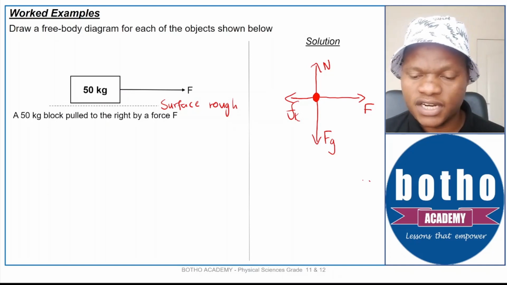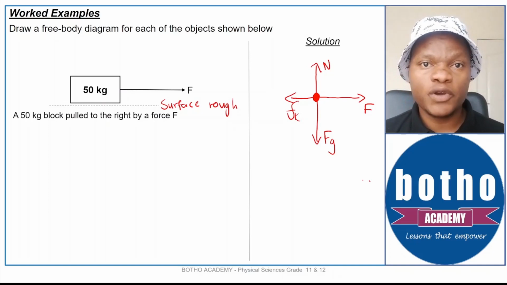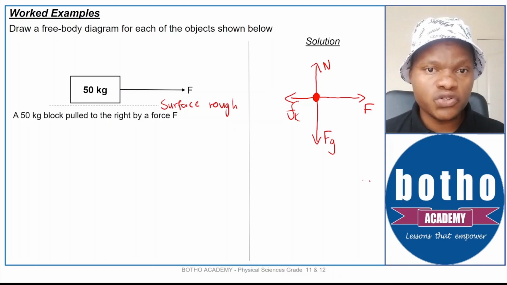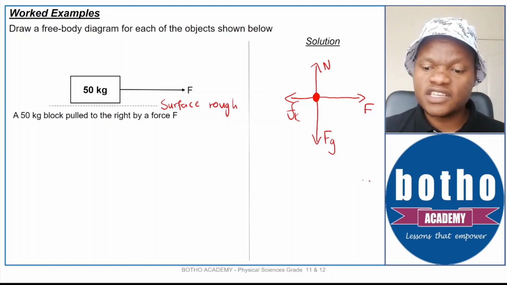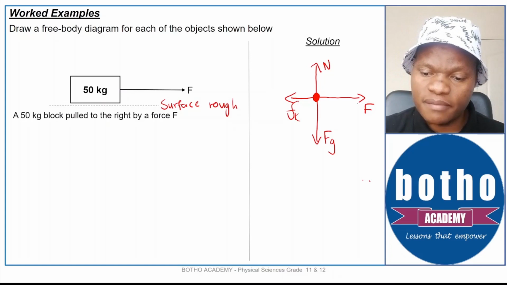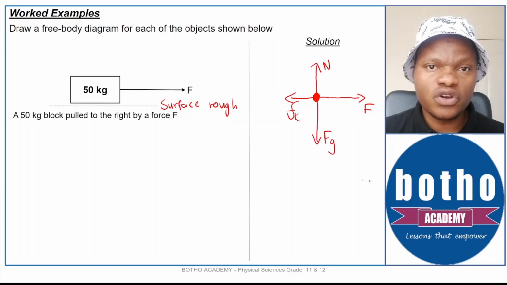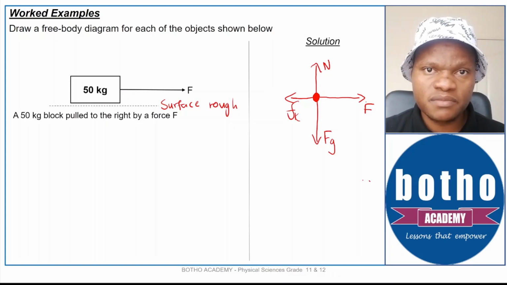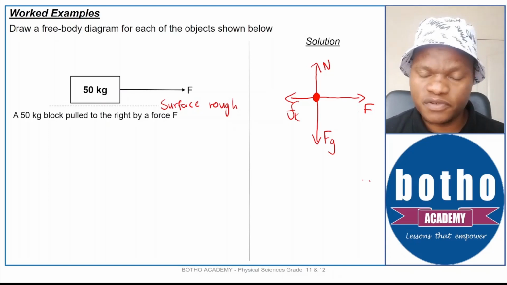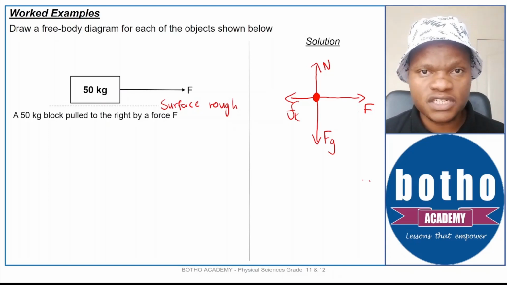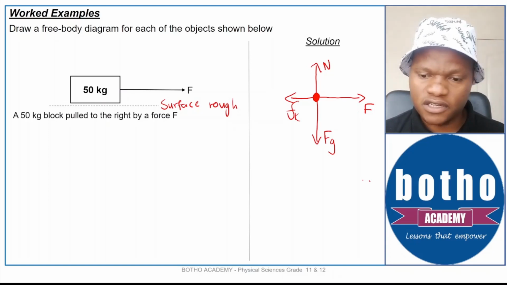So if it's pulled to the right, let's assume it's moving to the right, because it's also possible for an object to be pulled to the right but not move. That is, if the force that is being applied here is not greater than the maximum static friction. We spoke about that in the previous lesson. You should try and revise that if you forgot it.